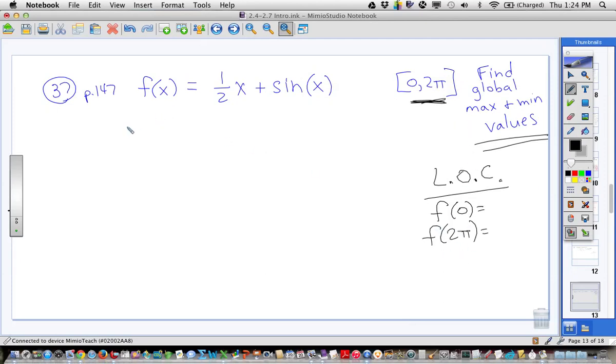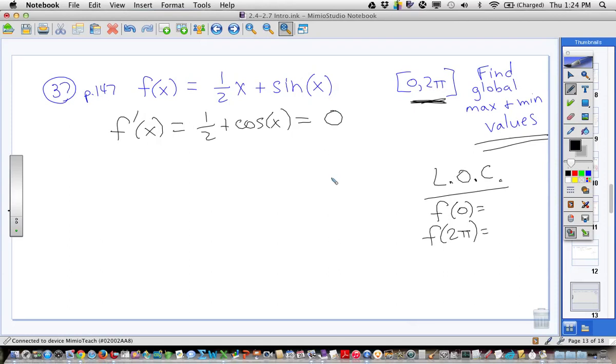But I also need to check where the derivative is 0. So we're going to do the derivative. So this part starts out just like a local max-min problem. What's the derivative? 1/2 plus cosine x. And then I'm going to do what? Set it equal to 0. So in a problem like this, you'd probably get a point right there for doing that. Right? Doing your derivative, setting it equal to 0.